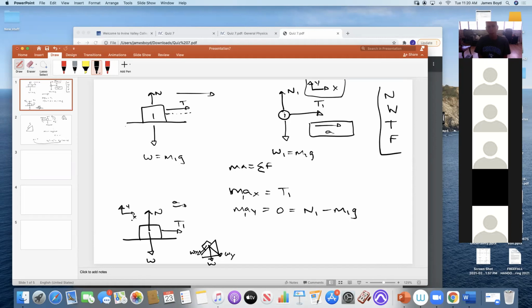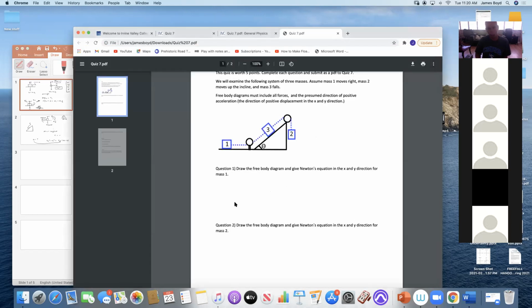There's a little wiggle room in there, but that's what I want. And the reason why I want those things is they enable you to go from this to Newton's equations visually. So on your sheet, just draw the free body diagram, write M1AX is equal to T1, M1AY is 0, is equal to N1 minus weight 1, or minus M1G.